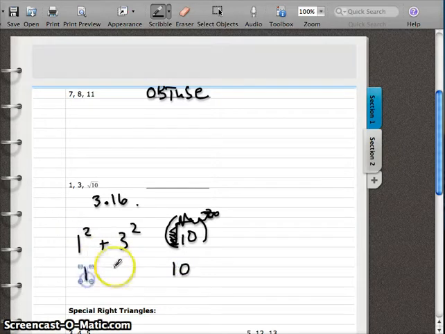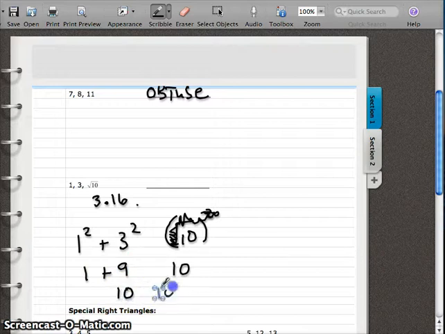1 squared is 1, 3 squared is 9, and 1 plus 9 is 10. So how does 10 compare to 10? Well, they're equal, they're the same value. So what type of triangle is that where they're equal? And we know that's a right triangle.